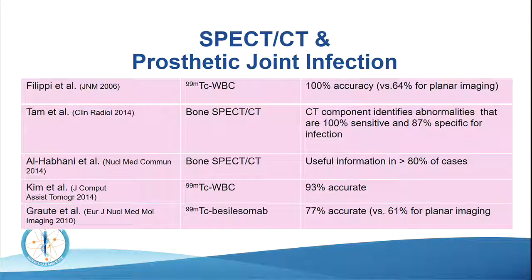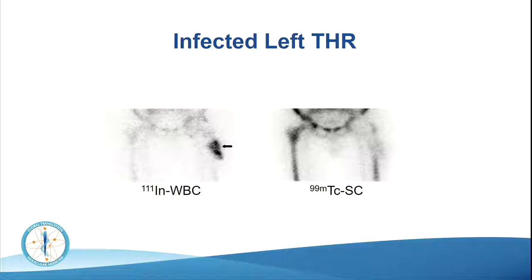Reported that bone SPECT CT contributed useful information in more than 83% of the cases. Kim et al. said the tech-labeled white cell SPECT CT was 93% accurate for prosthetic joint infection. Grouda et al. found that with the anti-granulocyte antibody besilesimab, accuracy was 77% versus 61% for planar imaging.